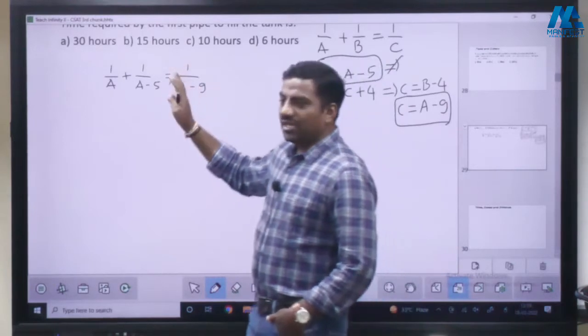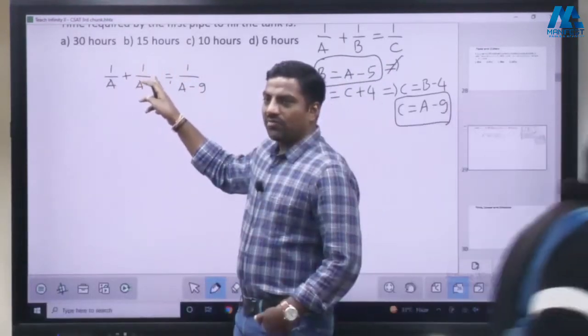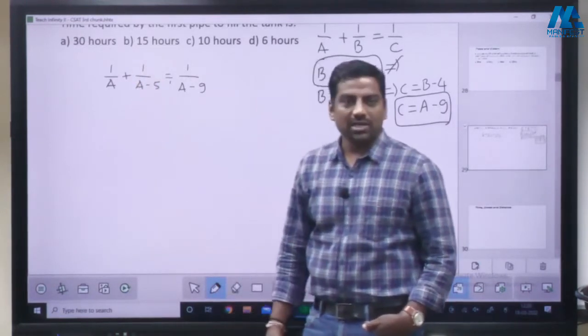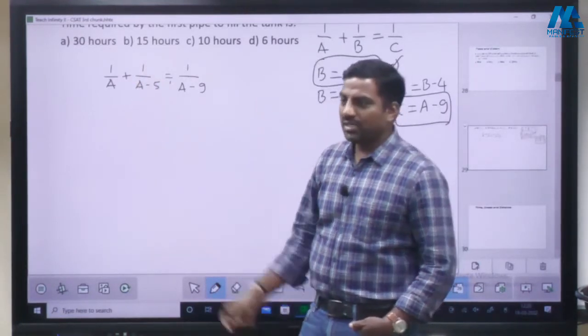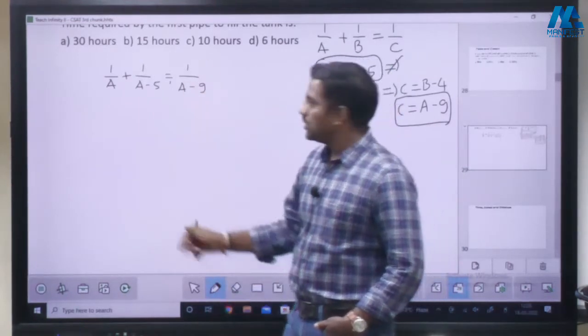Then take 15. 1 by 15 here, 1 by 15 minus 5, 1 by 10. 1 by 15 and 1 by 10 are very close to 1 by 6, right? 1 by 15 minus 9. But that is not the way.